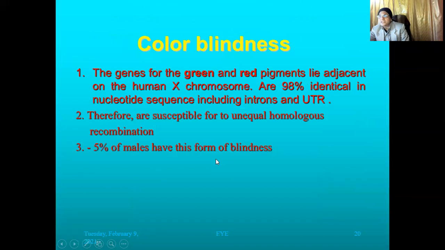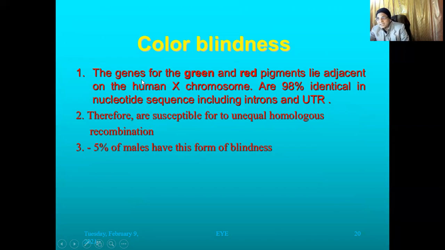Now, one problem is color blindness. This color blindness is nothing but the genes for the green and red pigments lie adjacent on the human X chromosome, are 98 percent identical in nucleotide sequence, including intron and UTR. Therefore, they are susceptible to unequal homologous recombination. Five percent of males have this form of blindness.